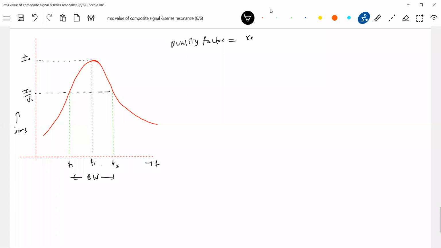Quality factor is defined as the resonant frequency divided by the bandwidth. The symbol used is capital Q, the resonant frequency is f naught, and the bandwidth is BW, or you can write it as delta f. What is delta f? F2 minus F1. So the bandwidth we can also write as delta f here.